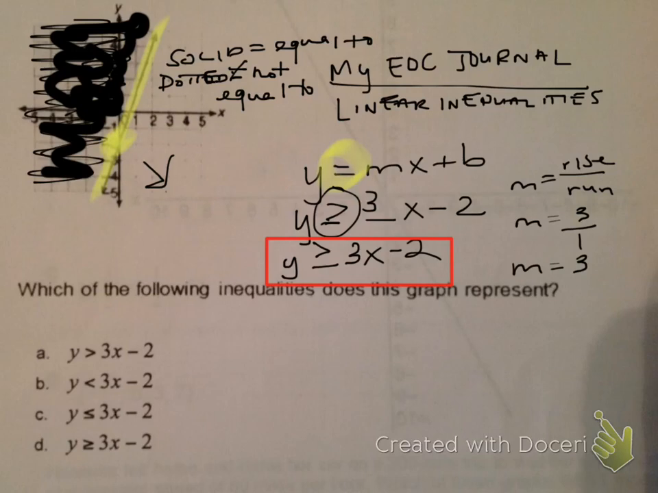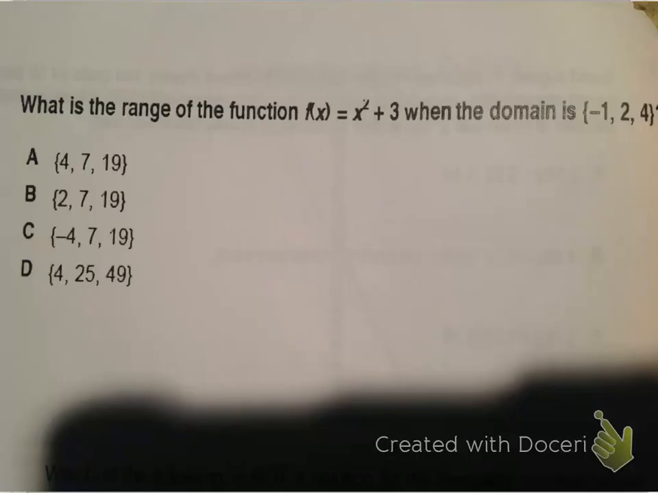All right, let's take a look at one more. All right, let's look at our last topic that we're going to do. So you need to make sure you have all 15 topics in there. And this is EOC journal.